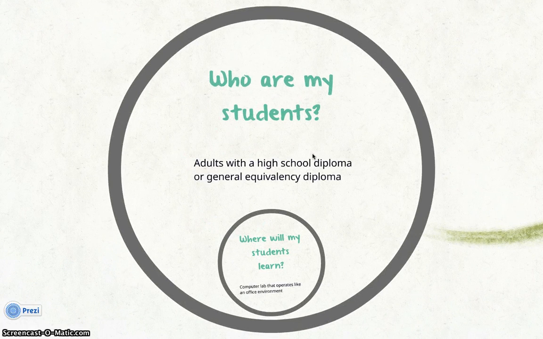My students are in the Business Systems Technology program, or BST program, at the Tennessee College of Applied Technology in Jackson. They are typically adult students who have a high school diploma or a general equivalency diploma. They have had no further education beyond high school and have been out of high school and away from learning for several years.